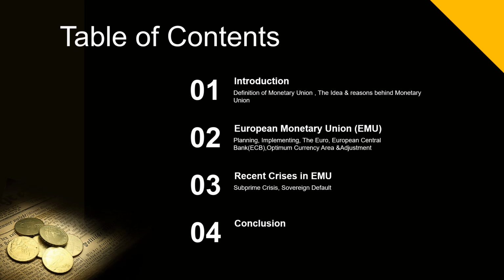The second section is European Monetary Union, EMU. So this section will cover the planning and implementation of EMU in the past. I'm also going to talk about the Euro, European Central Bank (ECB), as well as Optimum Currency Area and the adjustment in EMU. The next section is recent crisis in EMU. I'm using the case of subprime crisis and sovereign default. And the last section is the conclusions on this topic.